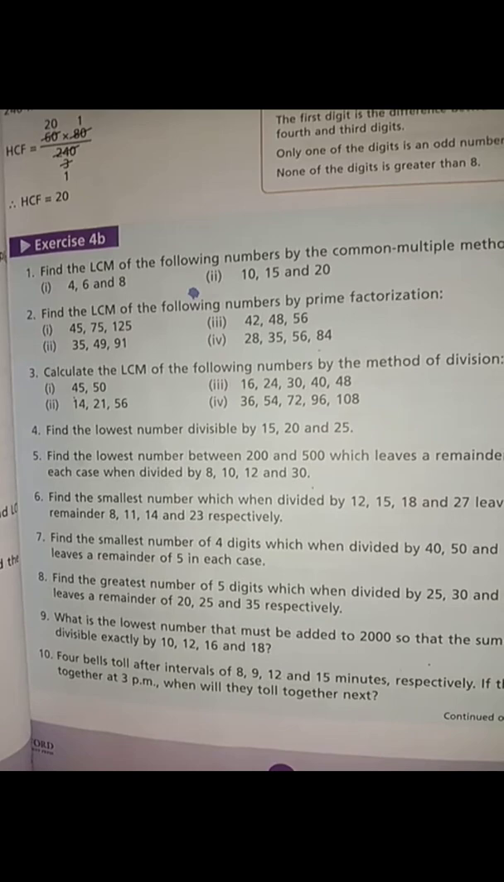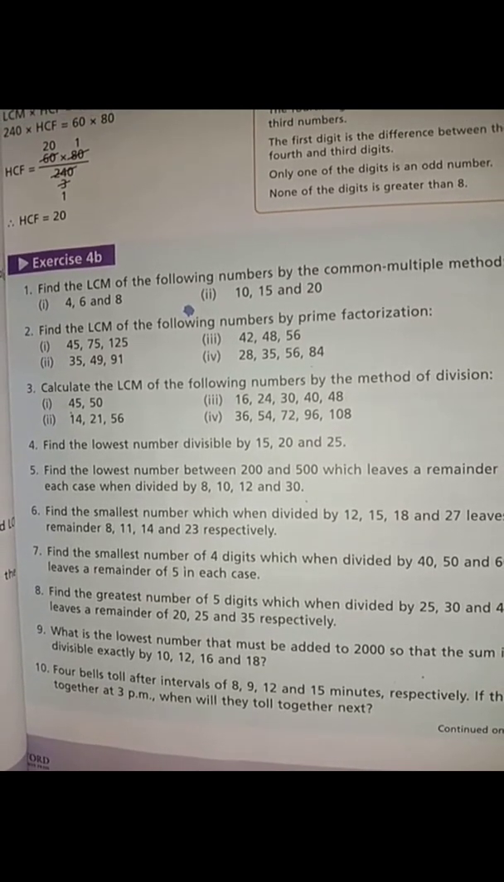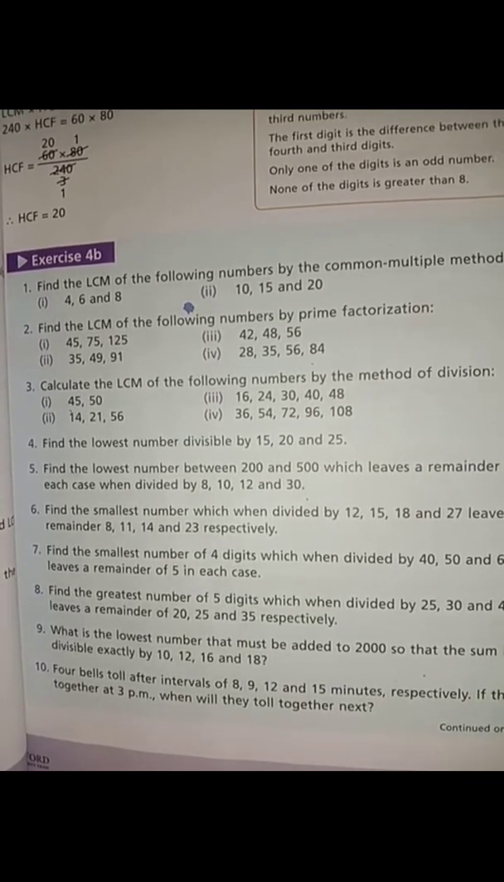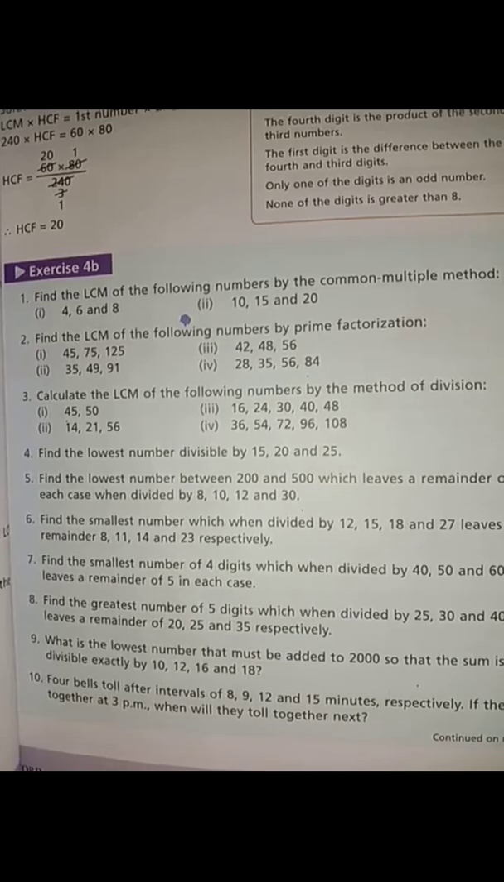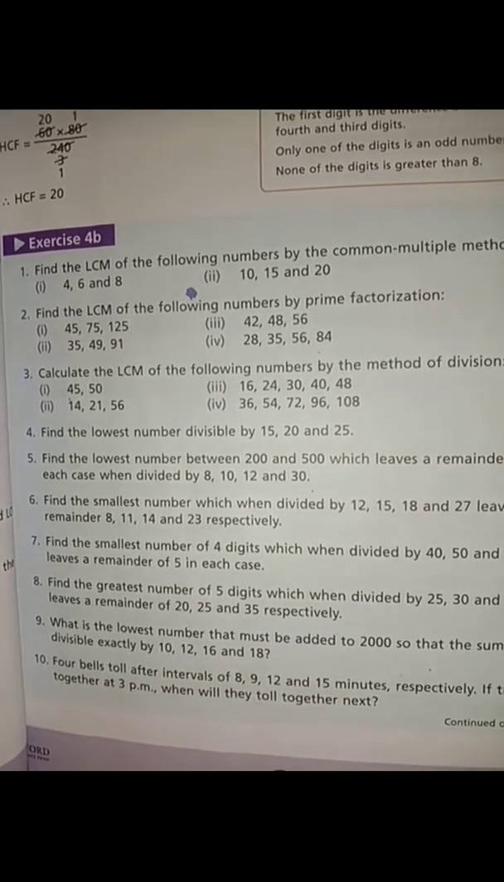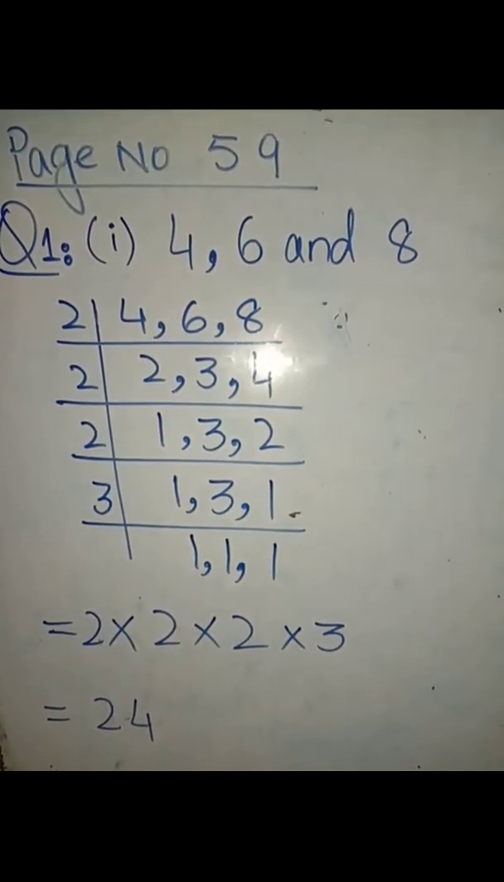Today we will discuss exercise 4b, in which we have to find the LCM of the following numbers by the common multiple method. First question, we have 4, 6 and 8. We have to find the common multiple of all these numbers. Let's have a look. We have numbers 4, 6 and 8.